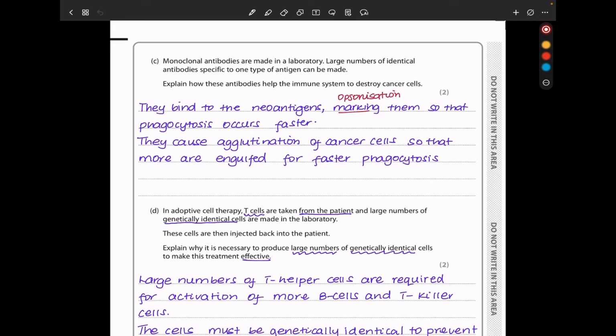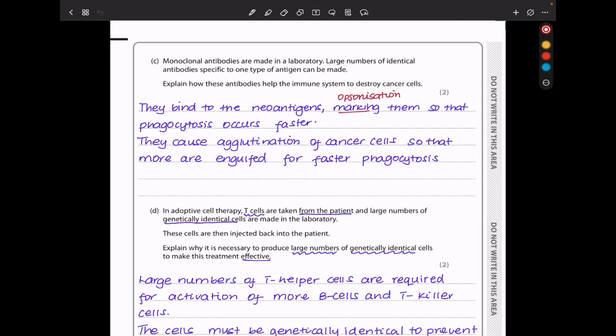Next, they say monoclonal antibodies are made in a laboratory. Large numbers of identical antibodies specific to one type of antigen can be made. This is very important: large numbers and specific. They say explain how these antibodies help the immune system to destroy cancer cells.